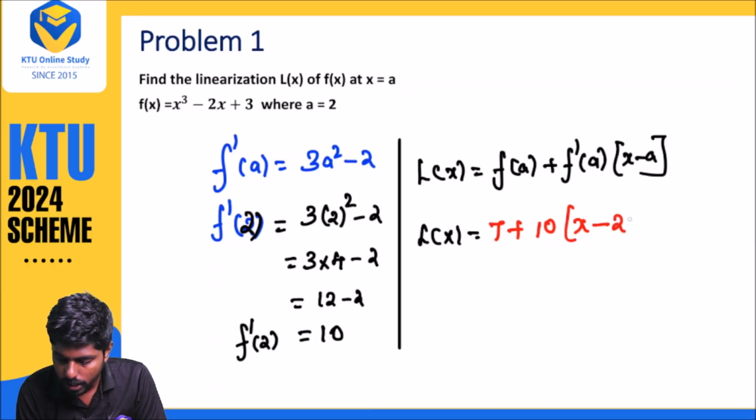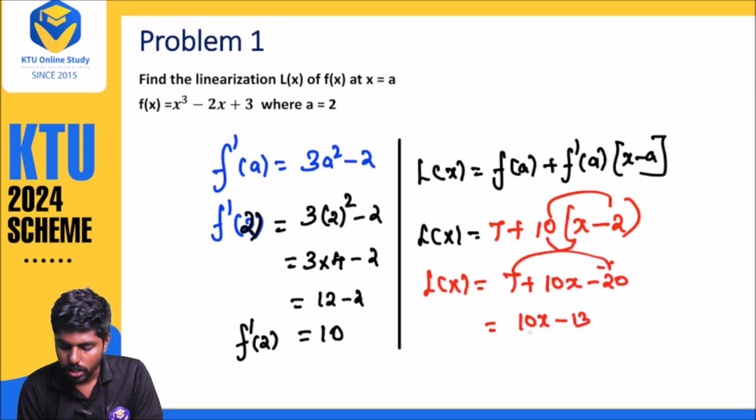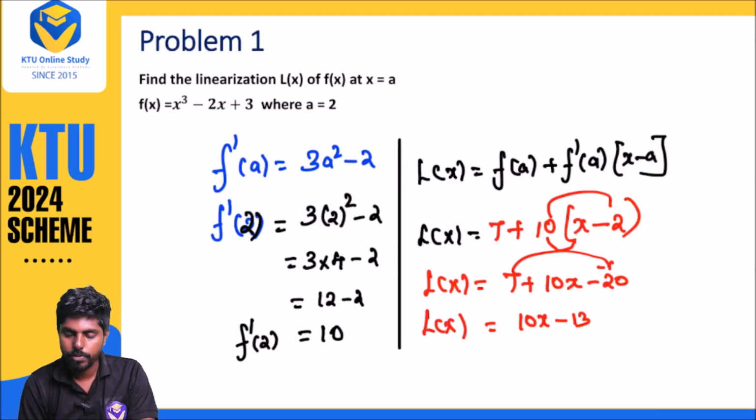What is a? They have given a as 2. So what is L of x? L of x is equal to 7 plus 10 into x minus 2, multiplying the 10 inside. So it will become 10x minus 20. Then, when you add the 7, you will get 10x minus 13. This is our linearization equation. This much only. Very simple thing.